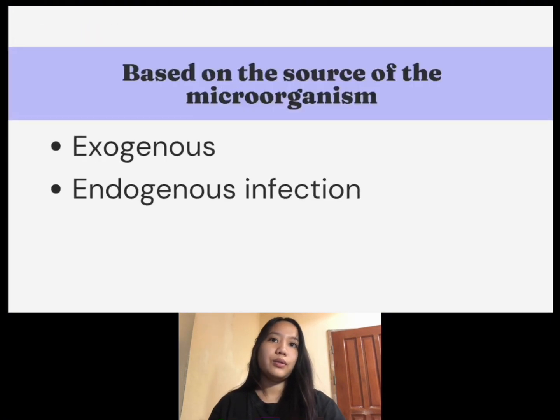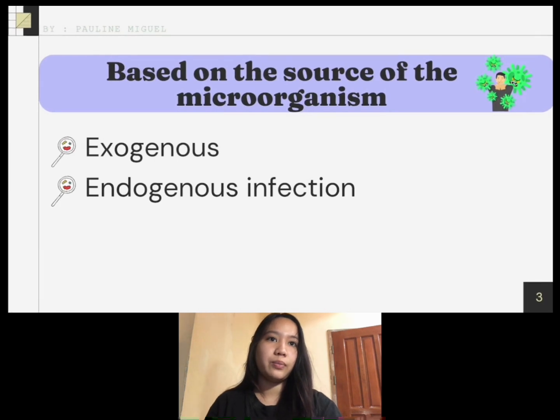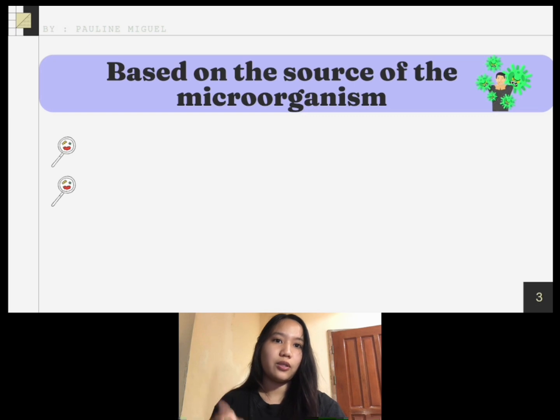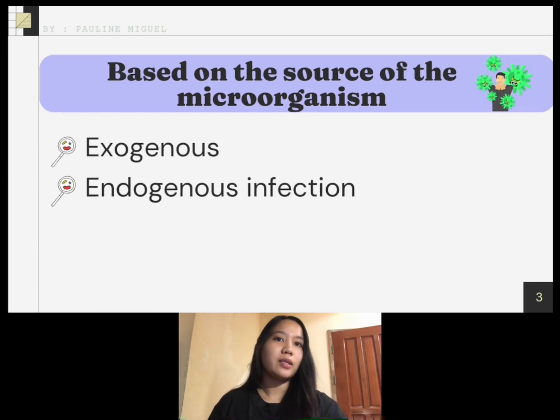So, next is based on the source of the microorganism, they are classified into two. You have the exogenous and the endogenous infection. So let's recall first what are the classifications of infectious diseases basing on the source of the microorganism. Okay, so let's now move on.